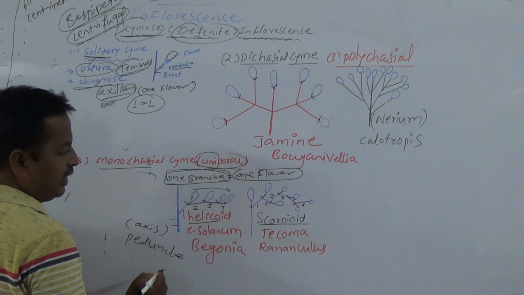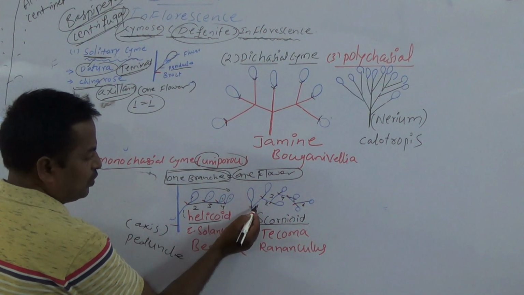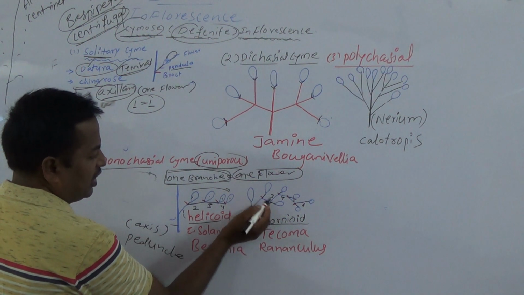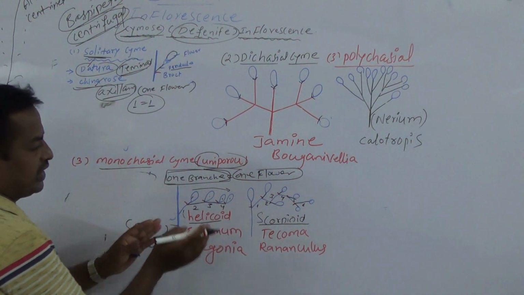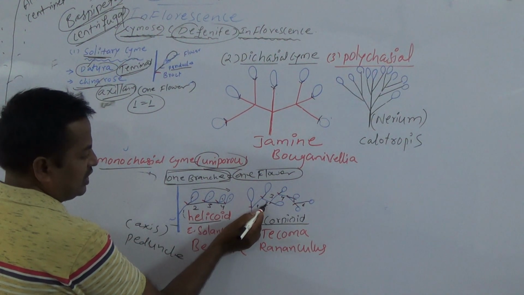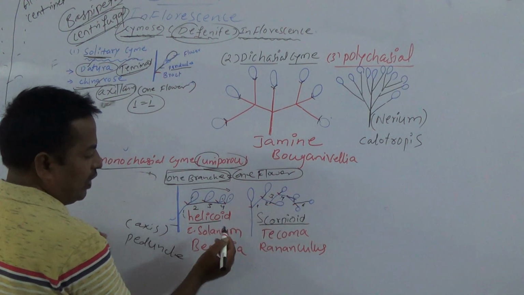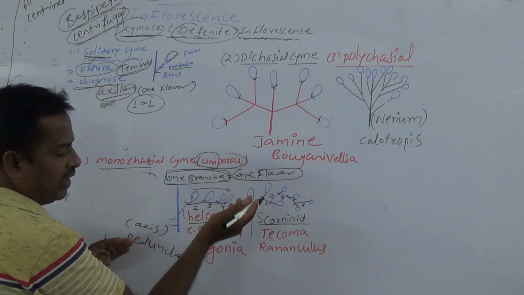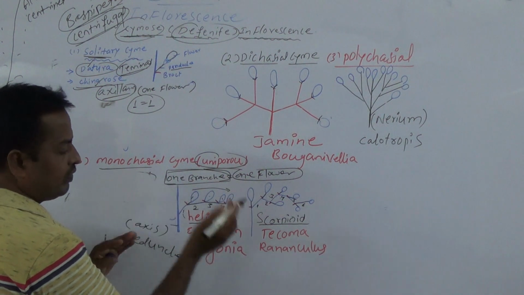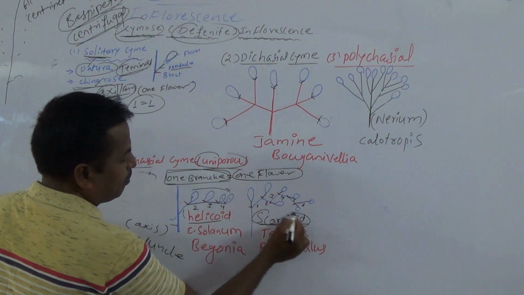Look here, scorpioid. So it also produces only one branch, but the flowers are arranged in a zigzag manner, on both sides. Now this is the first, now this second and third and fourth and fifth and sixth. One flower right, another flower left, right, left, right, left. This arrangement is called scorpioid.